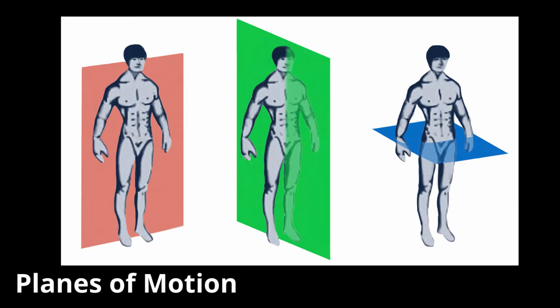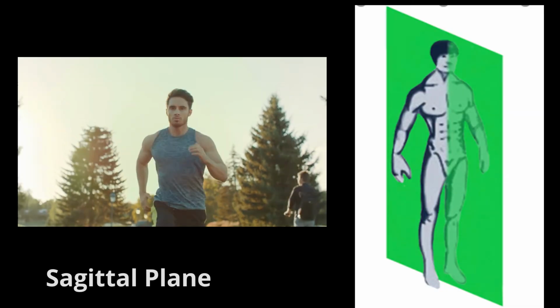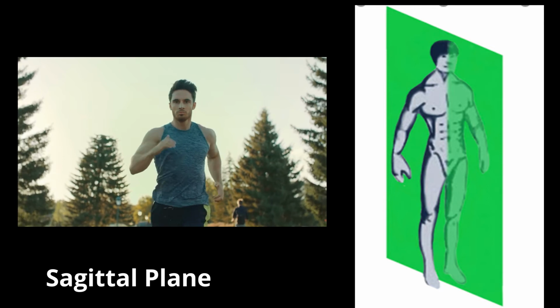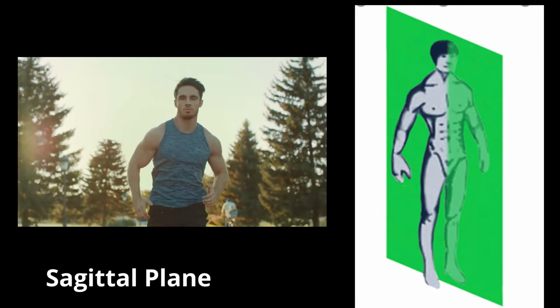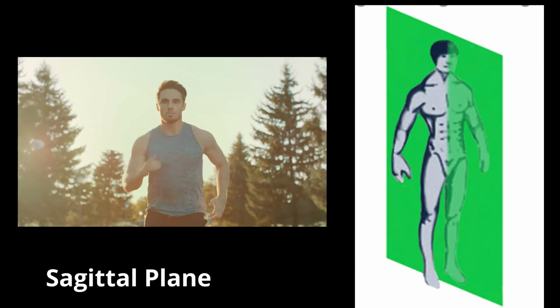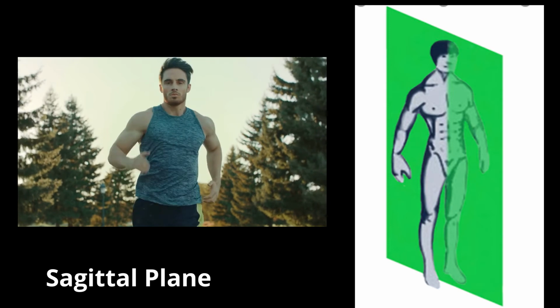There are three planes of motion in which we move. These planes of motion are known as the sagittal plane, the frontal plane, and the transverse plane. The sagittal plane splits the body down the middle, resulting in a left side and a right side. Moving within the sagittal plane will result in forwards or backwards motion, such as walking or running.